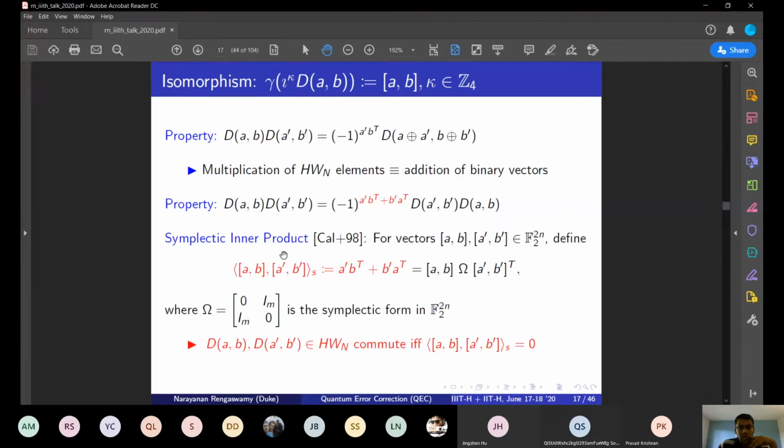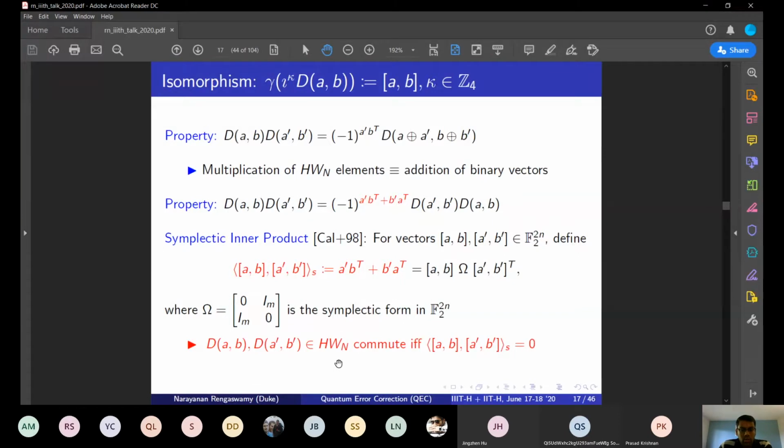So for two binary vectors, AB and A prime B prime in length 2n, the symplectic inner product is defined as this sort of inner product. And you can actually write it like this. For normal inner products, there is no omega. You will just have AB, A prime B prime transpose. But for the symplectic, you just introduce this omega, which swaps the order. So this is formally called the symplectic form or the symmetric bilinear form.